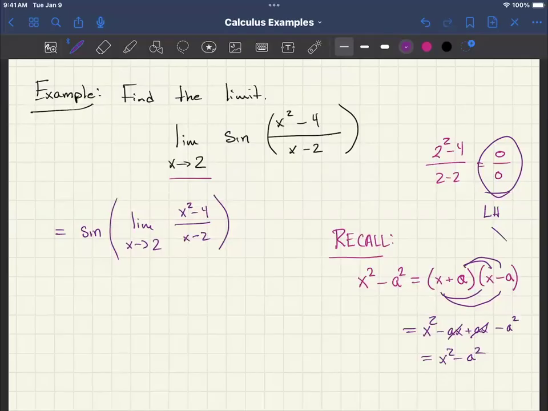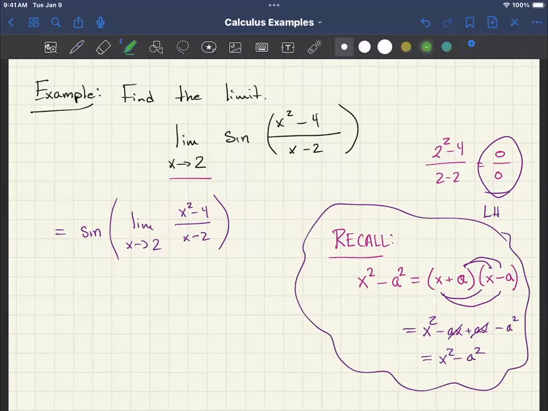So this is super useful, and it would be worth putting in your back pocket that if you have an x squared minus a squared, you can break it down super easy without having to do too much work. So actually, that's exactly what we're going to do here.